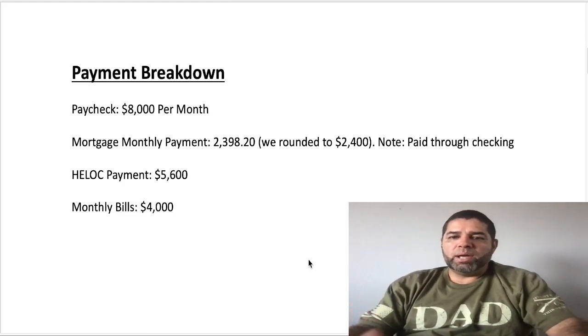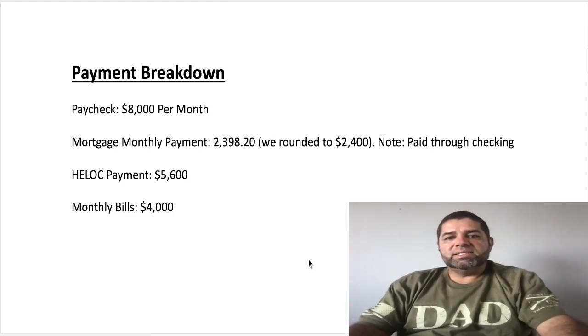Now let's break this payment structure down. Let's say you get paid $8,000 per month take-home pay. Your mortgage payment, like we said, is $2,398.20. So we're going to round that up to $2,400. And remember, this is paid like you normally pay it through a checking account.